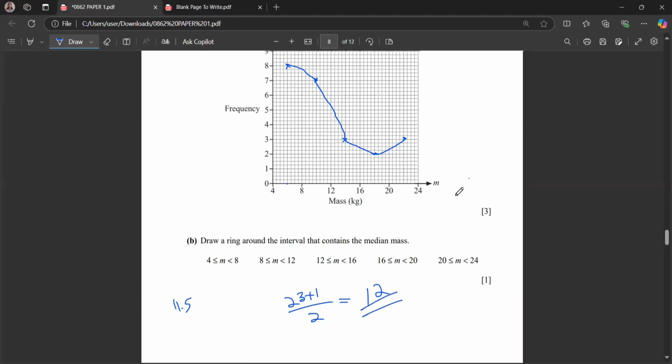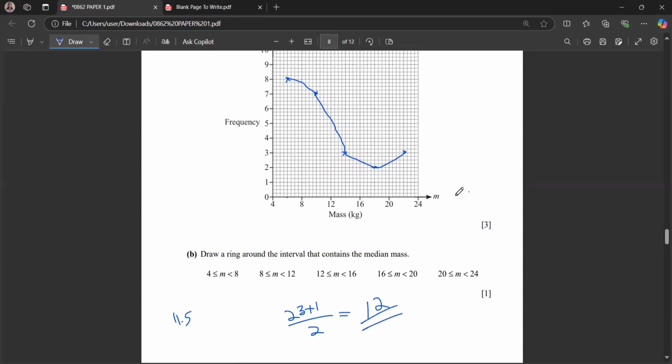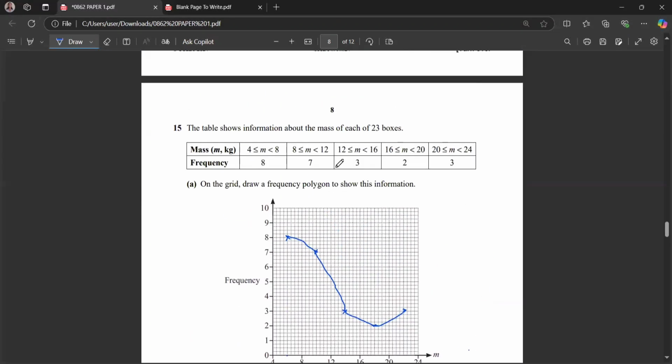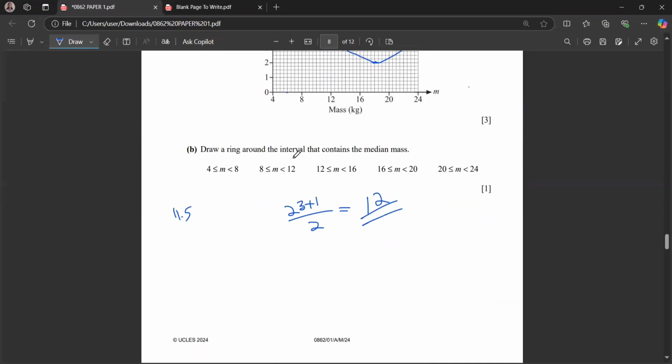So where does the 12th box fall into? Which mass category does it fall into? The 12th box. So if you notice, 8 boxes fall into the 4 to 8 category. After 4 to 8, the next 7 falls into the 8 to 12 category. So that means 8 plus 7, 15. So the 12th comes in this 8 to 12 category, isn't it? So the median mass is 8 to 12.